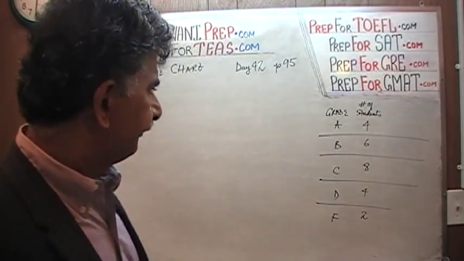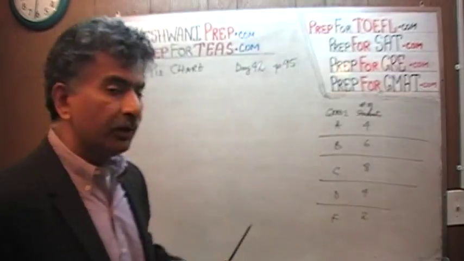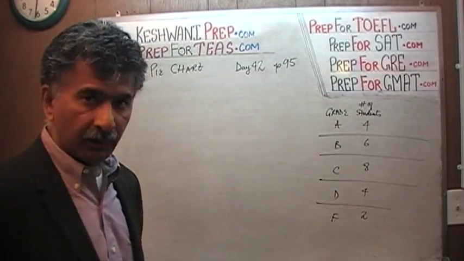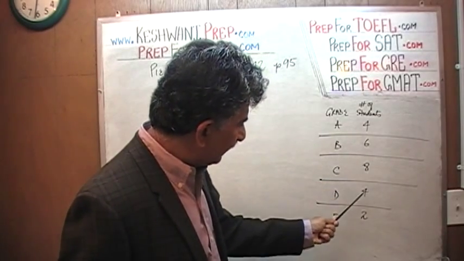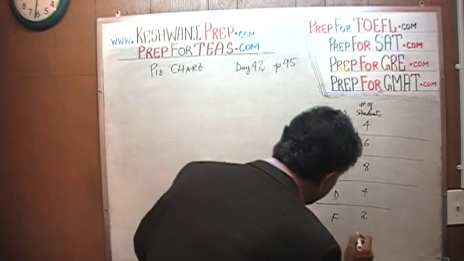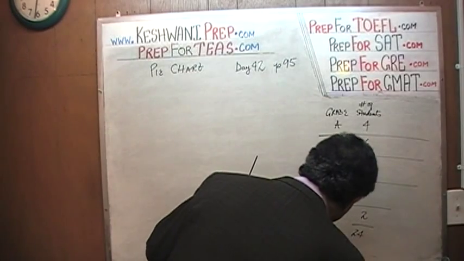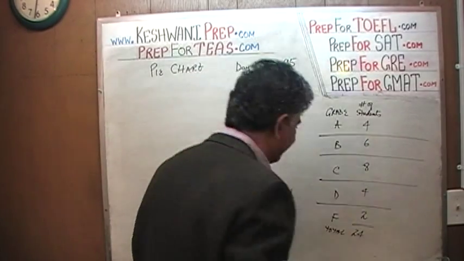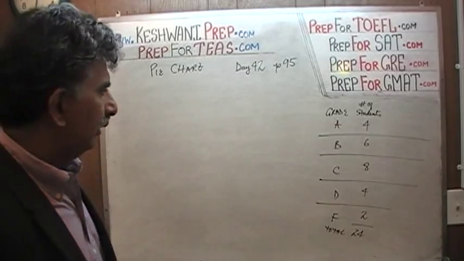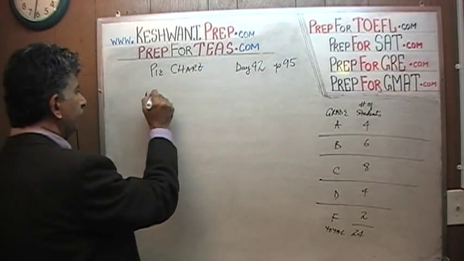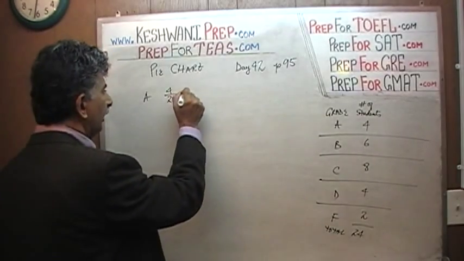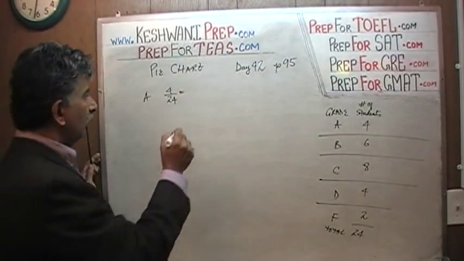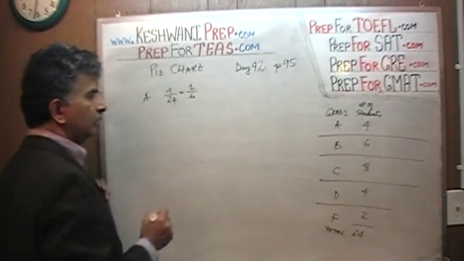That's the idea. So first thing we have to figure out is how many people there are altogether. Let's find out, shall we? 4 plus 6 is 10. 8 plus 2 is 10, and then another 4, that's 24. So total is 24. That's the first step. First step is to figure out what the total is. So let's look at A. A is 4 out of 24. And if you divide top and bottom by 4, we get 1 out of 6.